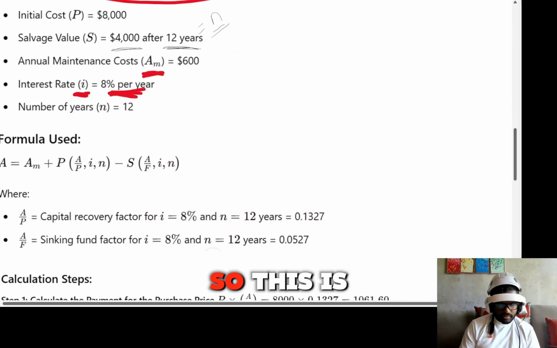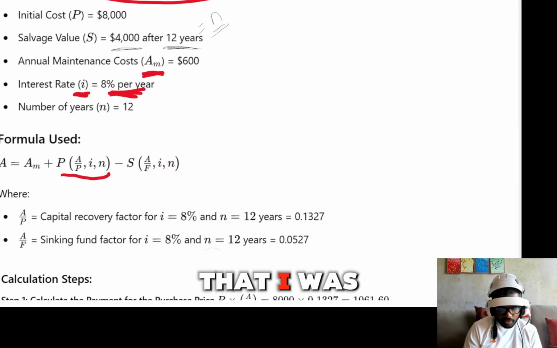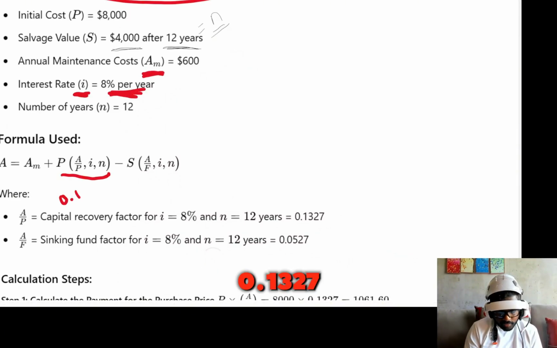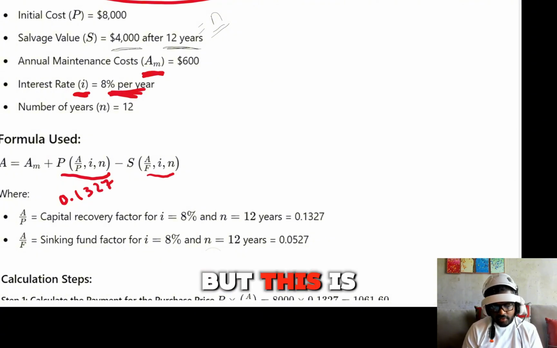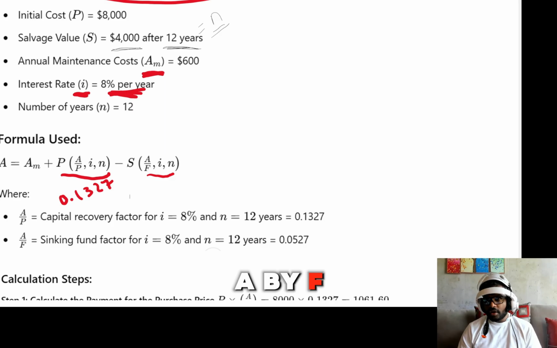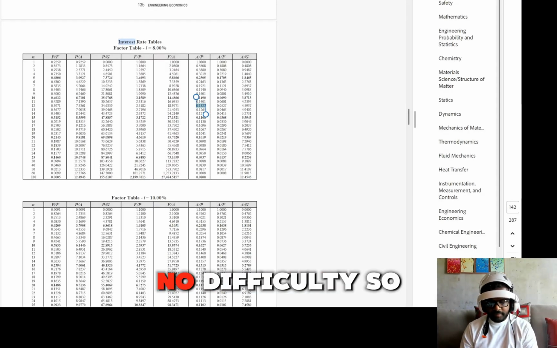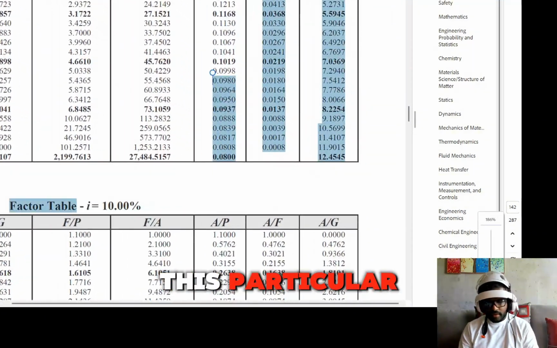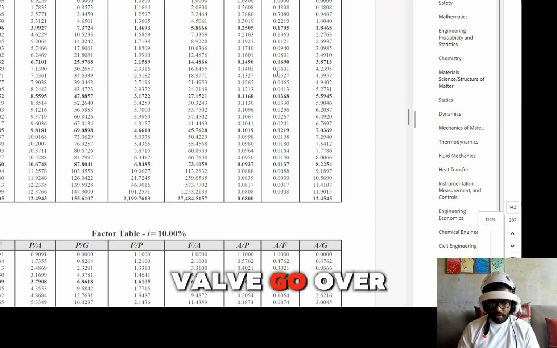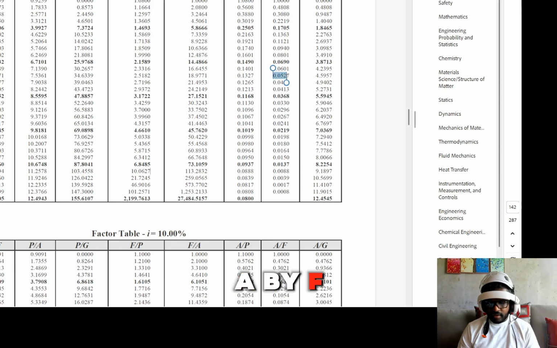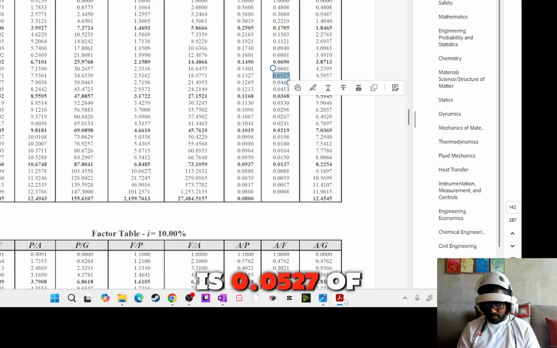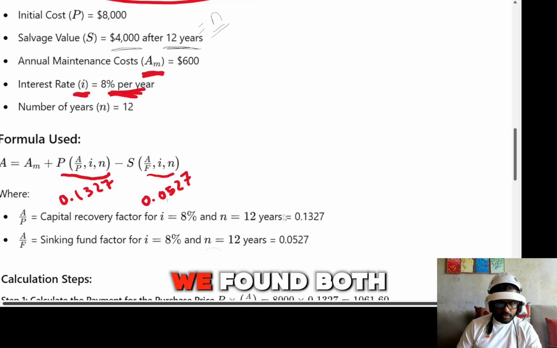Now note that in your solution. So this is the same formula that I was talking to you before, 0.1327. Now this is what we're trying to find, A by F. Usually all these factors will be in the same table, so you'll have no difficulty. So this particular 12, go over here, A by F is 0.0527. Now there you go. We found both the factors.